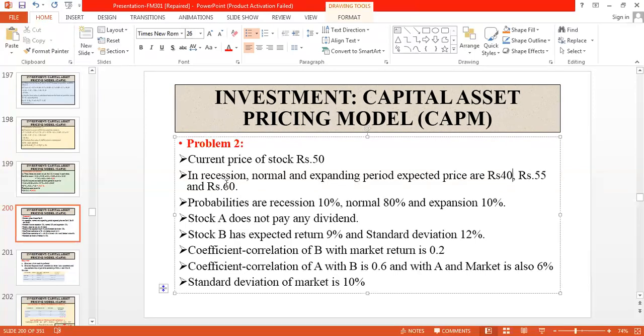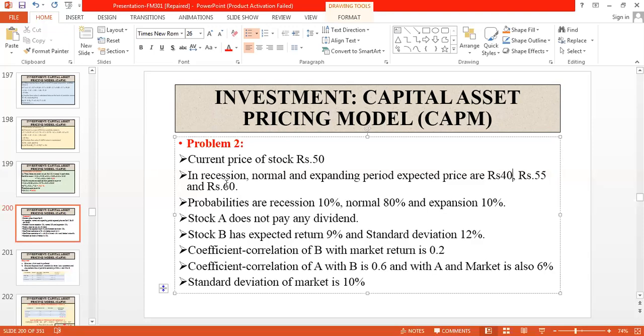Stock A is not paying any dividend. Stock B has an expected return of 9% and standard deviation of 12%. So just see, for stock A, some information is given, but expected return and standard deviation are not stated there. So on the basis of the information given, we have to calculate expected return and standard deviation of stock A. But for stock B, the figures are readily available.